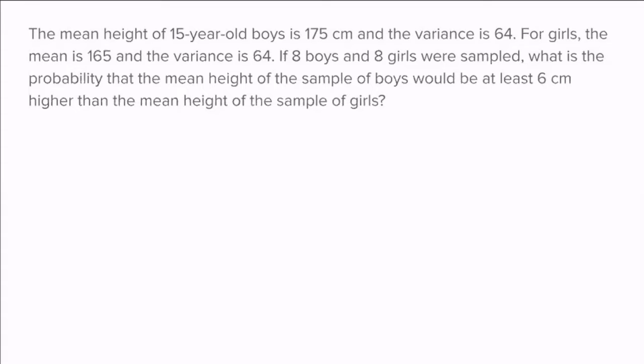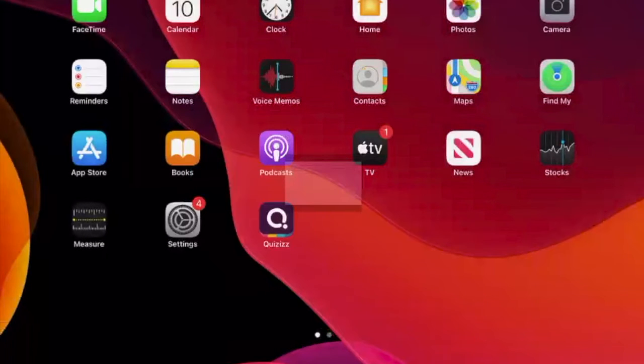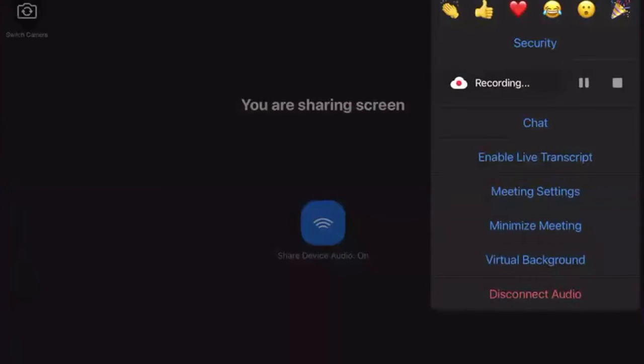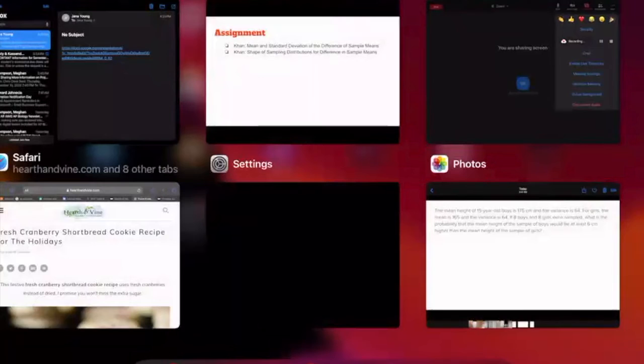the girls? Okay, so I'm going to head over here to Zoom, pause this, get a picture so I can write. Okay, I have a picture now.